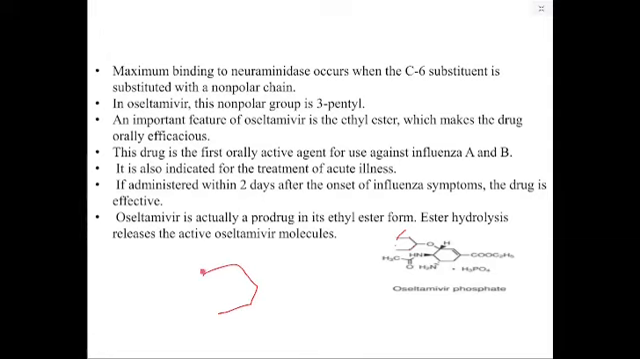That's position 1, position 2, position 3, position 4, position 5, position 6. Why is it important to say it is 3-pentyl? This is 3 here. Because you can have 1, 2, 3, it can bind from here.